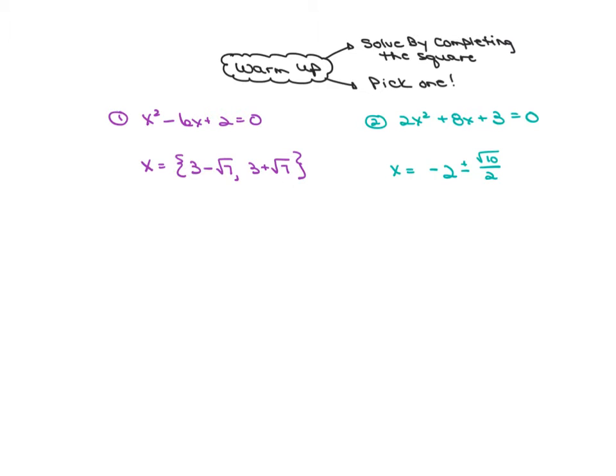Here are the two solutions. I've also demonstrated writing the solutions in two different ways. Here I'm writing it as two separate values for x, and here I'm writing it as saying -2 plus or minus the square root of 10 over 2. All right, if you got different solutions, then please pause me, find and fix your error, and/or come and ask me a question during class to make sure you get that resolved.